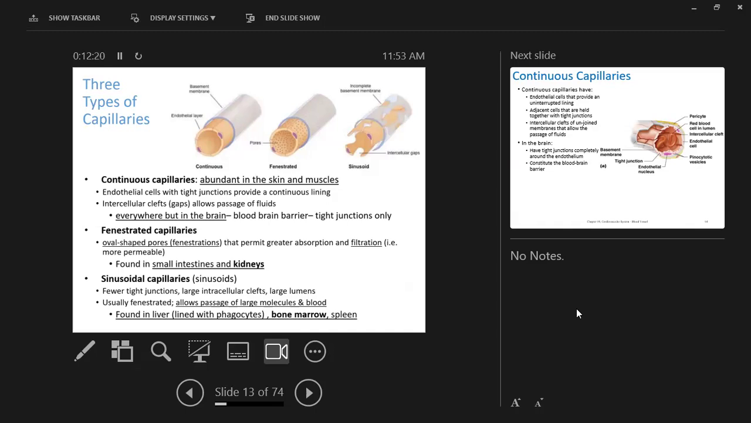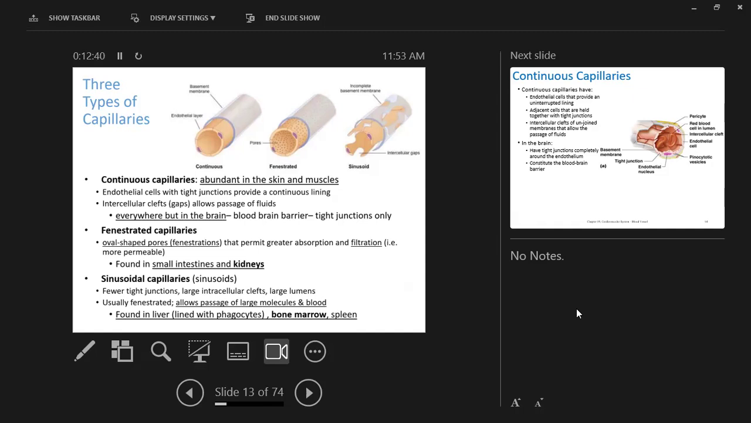The continuous capillaries are found in most locations in the body. In the brain, they are a little bit different. In the brain, these capillaries are wrapped by astrocytes. They're held together with tight junctions and wrapped by astrocytes. Remember, the astrocytes are glial cells.